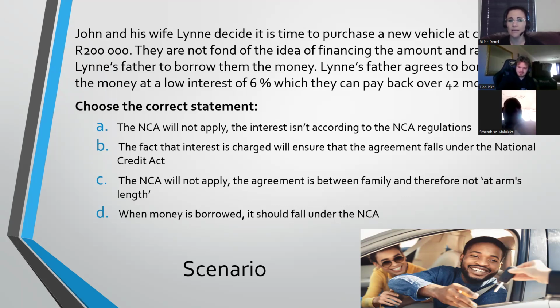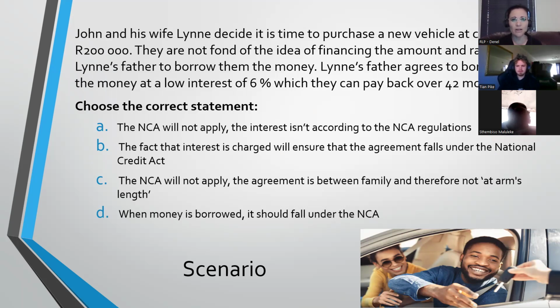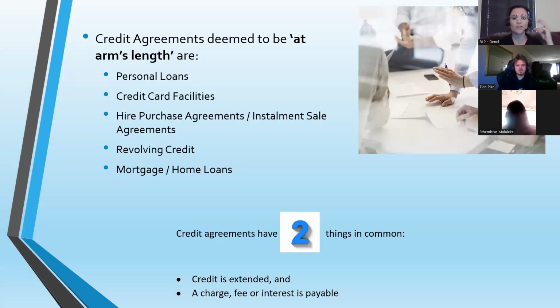C. Okay. And you, Timbiso? Also C. Perfect. Because we just mentioned in the slide before that dealings must be at arm's length. And if it's her dad lending the money to her, obviously that's a personal relationship. It's not professional. They won't be shaking hands. So therefore, not at arm's length, NCA won't apply. So that's an easy way to remember it.